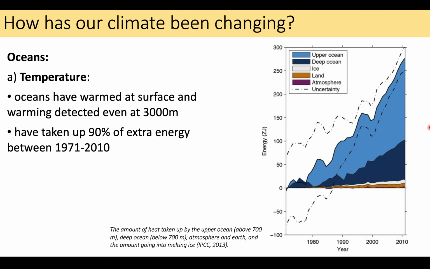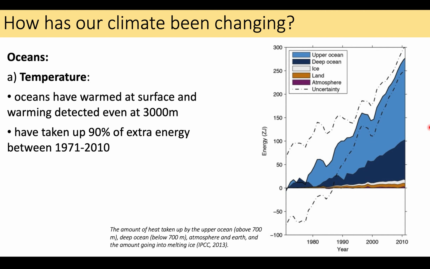So, of course, in this class, now we are going to talk about our oceans. So in terms of oceans, how have our climates been changing? The temperature of the oceans has increased. So oceans warm at the surface because our atmosphere is warmer, but we've also seen warming even at 300 meters depth.